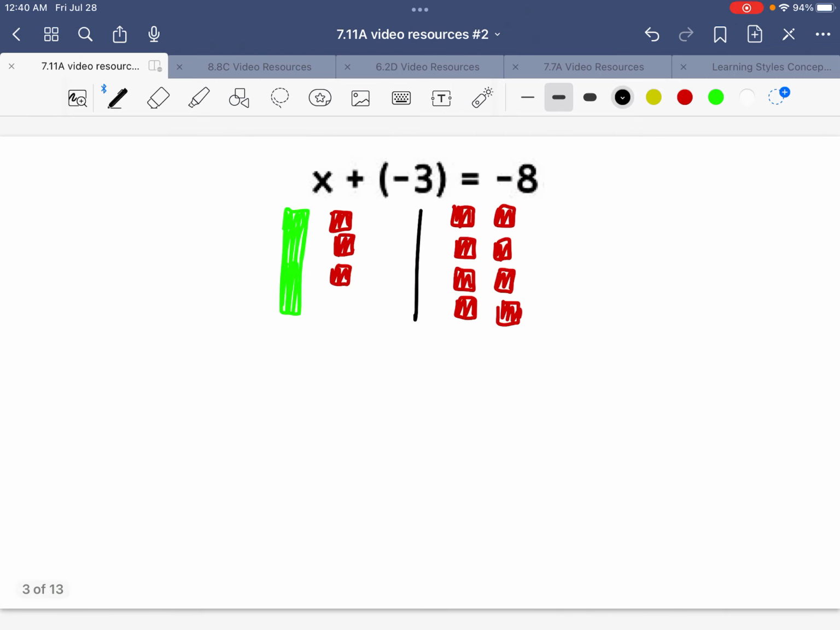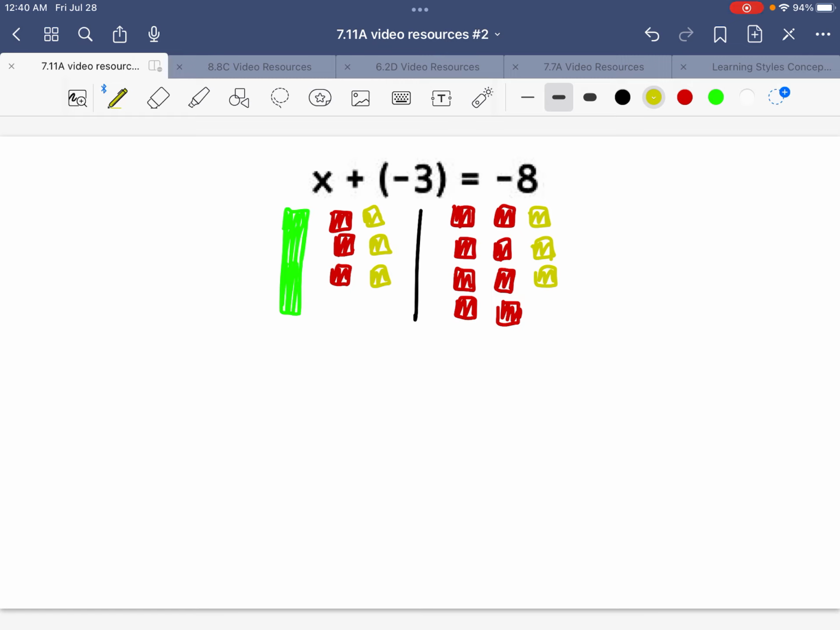Our next problem, we have x plus 3 negatives, which is equal to 8 negatives. So this has been modeled. And again, my goal for solving an equation is to isolate that variable. And so I want to create 0 pairs. I see that there are 3 negative units with my variable. So I will put 3 positive units on one side. And I will also need to do that to the other side because I want to keep that equation balanced.